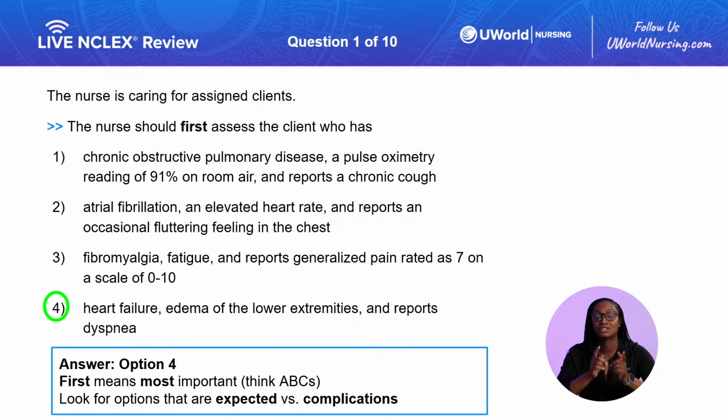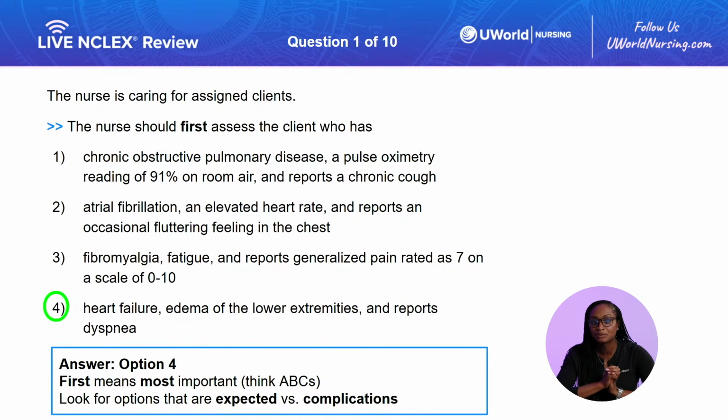All the other options, options 1, 2, and 3, are all expected findings and symptoms with the disease process. So option 1, chronic obstructive pulmonary disease, or COPD, with a pulse oximetry reading of 91% on room air. This is an expected finding. They have a decreased oxygen exchange, and because that COPD is not allowing them to have full expansion of the lung, they actually operate with a lower oxygen saturation, so that 91% is okay.